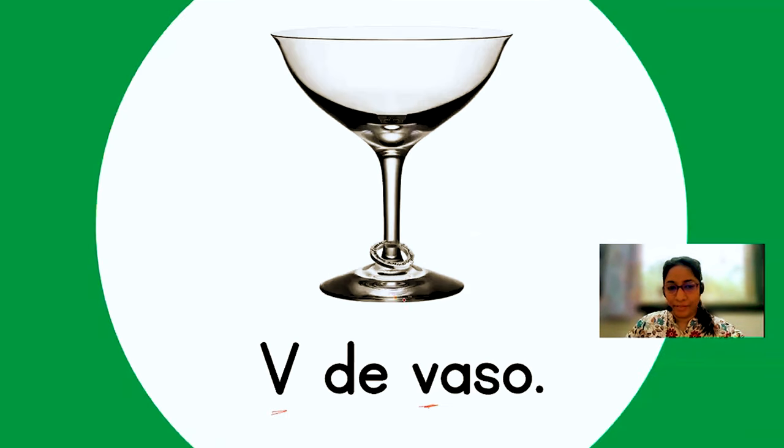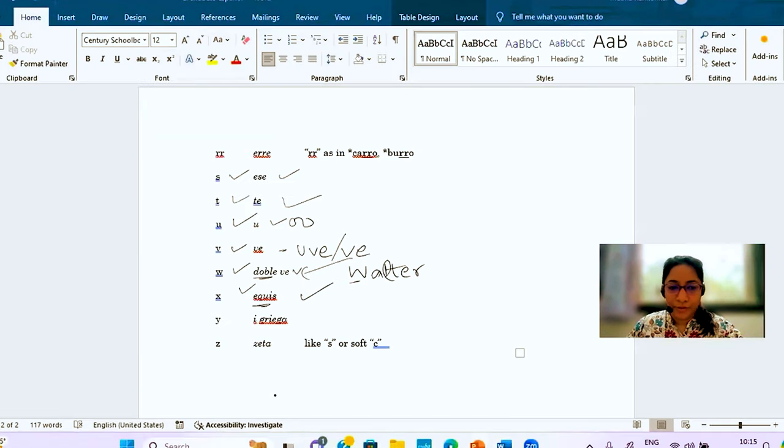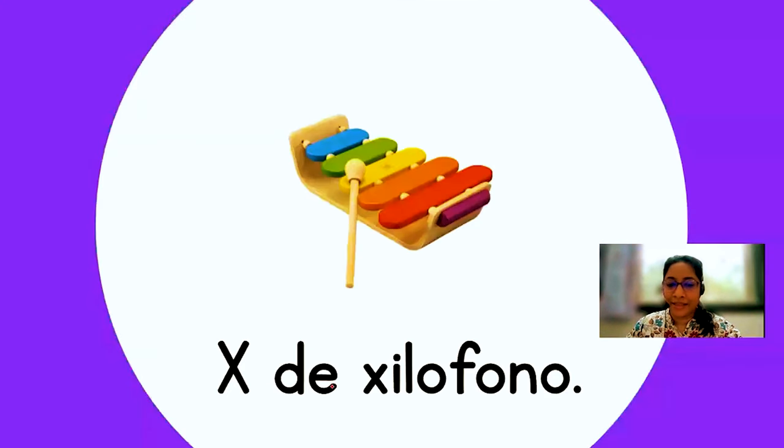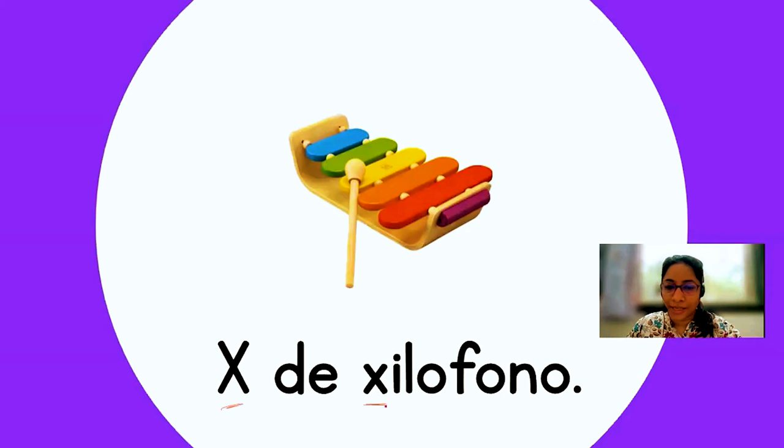X. But if there is a word, let's take xylophone in English. In Spanish, it is xilófono. Okay? X de xilófono. Don't worry about why it sounds like this. That's just when you're pronouncing the alphabets, reciting the alphabets. But when it comes to the word pronunciation, it's very close to how we say it in our language as well. Xilófono.